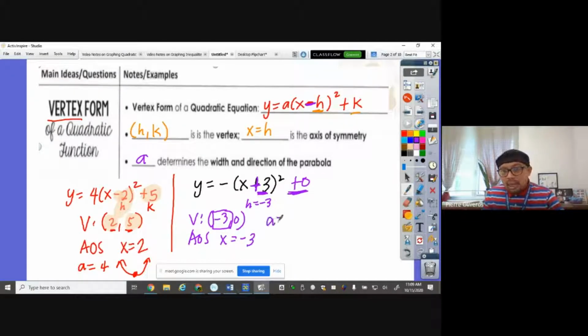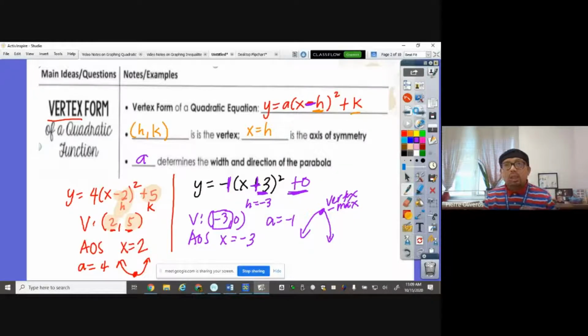The value of a here is negative 1. There's an invisible 1 right here. So we know it opens downward, and the width is 1 unit, a scale factor of 1. Since it opens downward, the vertex is your maximum value. Something like that.